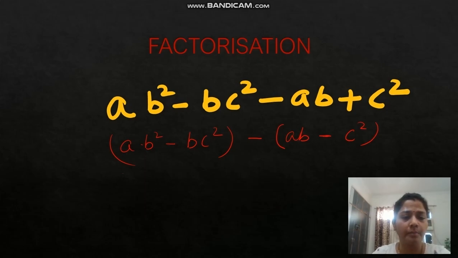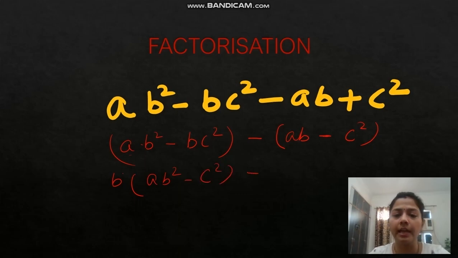So from here the common is what? B is common. So we can take B as common here. Okay, the variable, because here it is power 2, here it is power 1. So one power we can take common. So what will be left behind? AB square minus C square. And minus here nothing can be taken common, so we can write 1. So AB, sorry, here it is AB. Okay, AB minus C square.